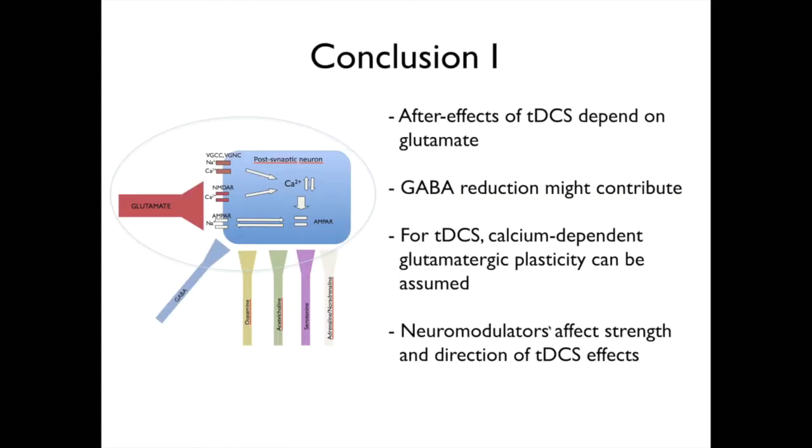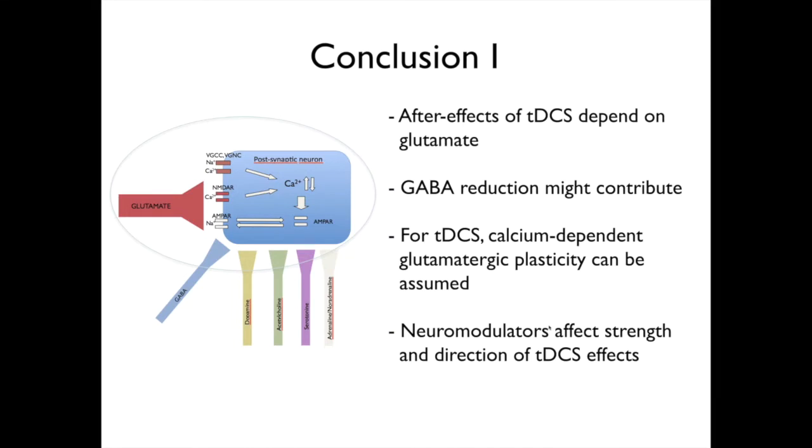So to put it together, after effects of tDCS depend on glutamate. GABA reduction might also contribute. For tDCS, calcium-dependent glutamatergic plasticity can be assumed, and neuromodulators affect the strength and direction of tDCS effects. Okay, this is so far for the regional effects of tDCS at the cellular level.